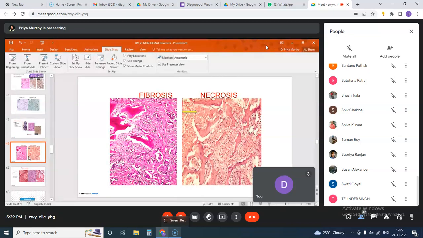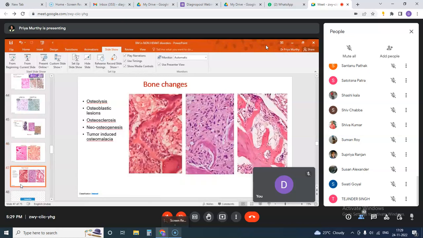You're probably not seeing the correct area, or you may have to advise a repeat biopsy on another site. So usually when accompanied by fibrosis and necrosis and it is not matching with the clinical history, you will have to look for deeper sections or repeat the biopsy on the site.